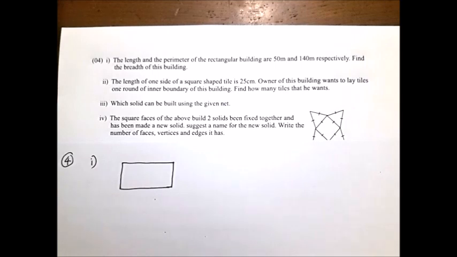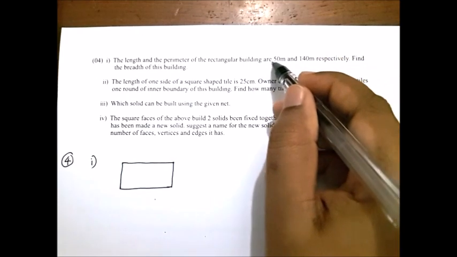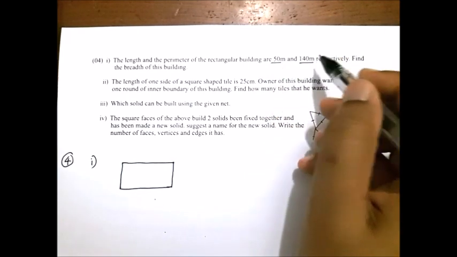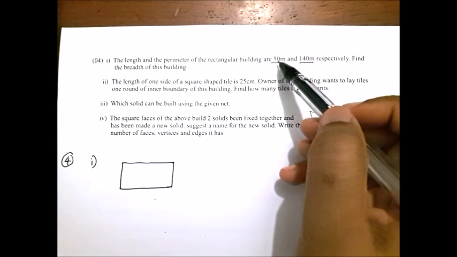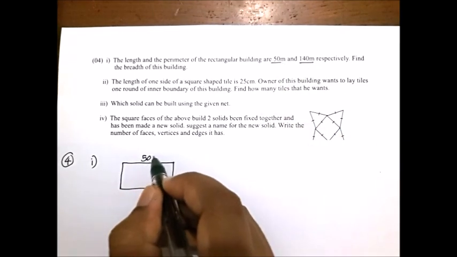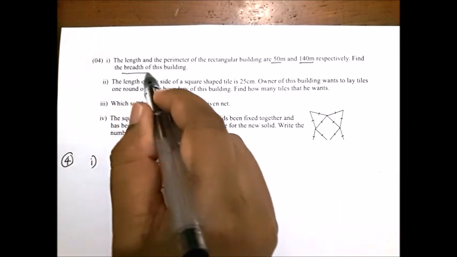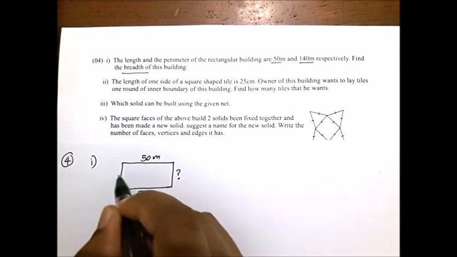Let's start the fourth question, first part. The length and the perimeter of a rectangular building are 50 and 140. This is the length of the rectangular building and this is the perimeter. Length is 50 meter. Find the breadth. You have to find this breadth.